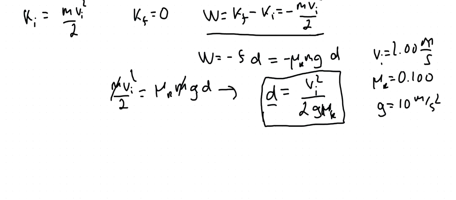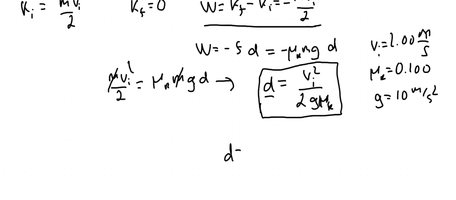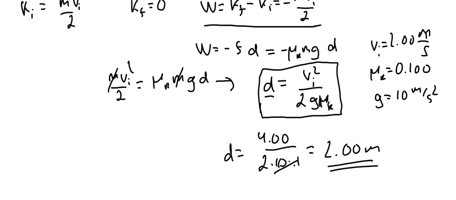So let's calculate d. 2 squared is 4.00, divided by 2 times 10 times 0.1. 10 times 0.1 makes 1, so we can cancel this. It looks like the object will slide for 2 meters. That's an approximate number, mainly because I used 10 meters per second squared. You can get a more accurate result by using 9.8 instead of 10.